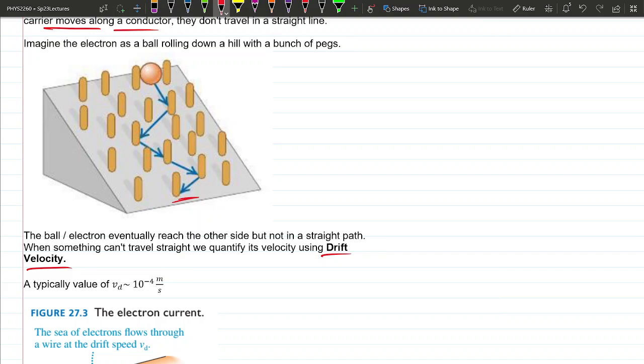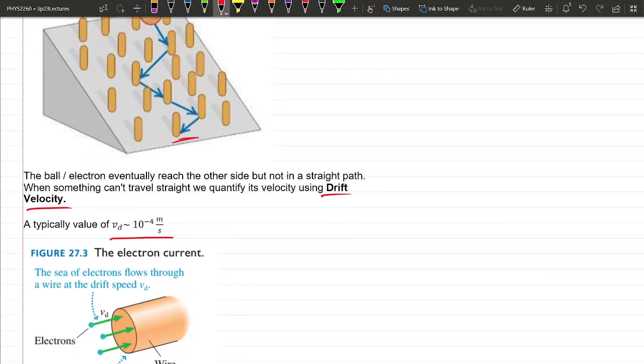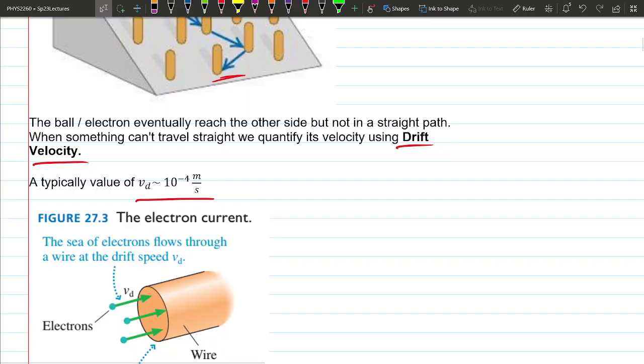Typically, the value for drift velocity is 10 to the minus 4 meters per second. That means if I take a wire, looks like just this little USB wire, or a longer wire, let's say a wire that's 1 meter long, for the electrons to get from this side to this side, it'll take 10,000 seconds.